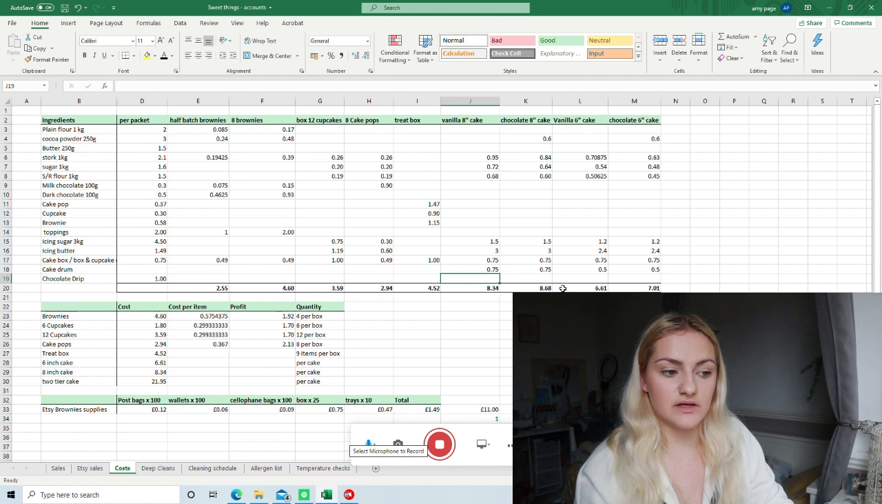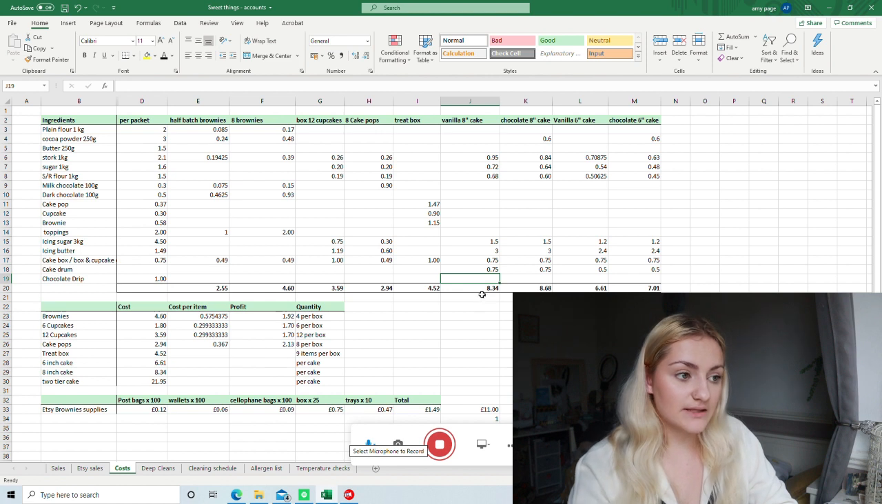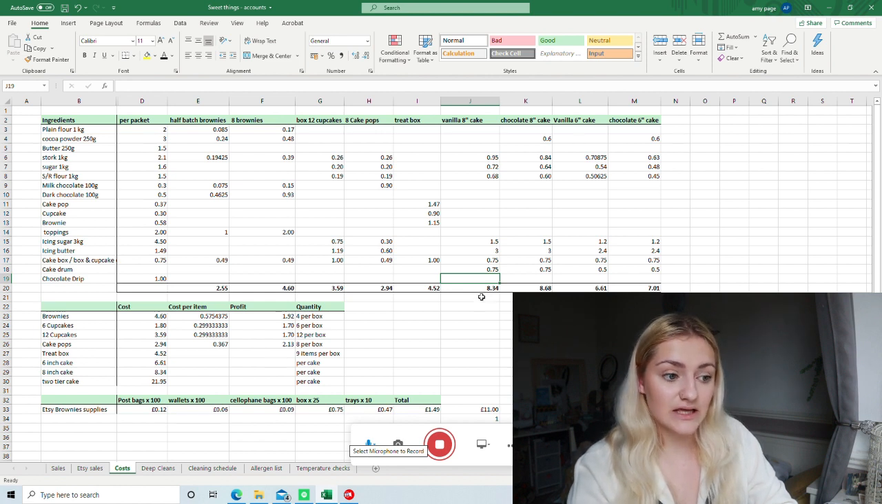So yeah, as far as I'm aware, that's the going rate. Everyone charges for the whole packet, and then it means that you're covered if you weren't to use those other items. So that is the spreadsheet. That is the finished spreadsheet.